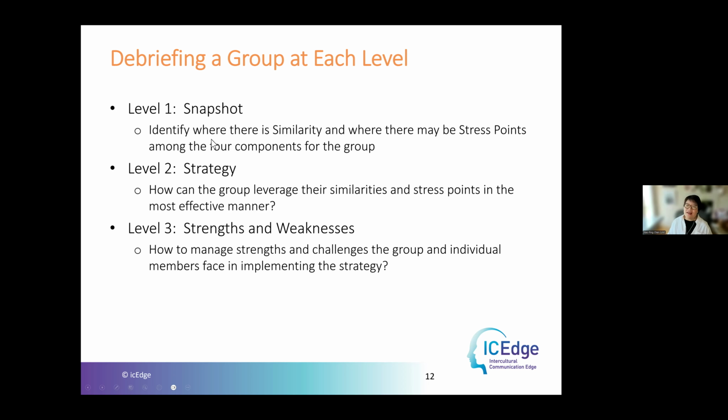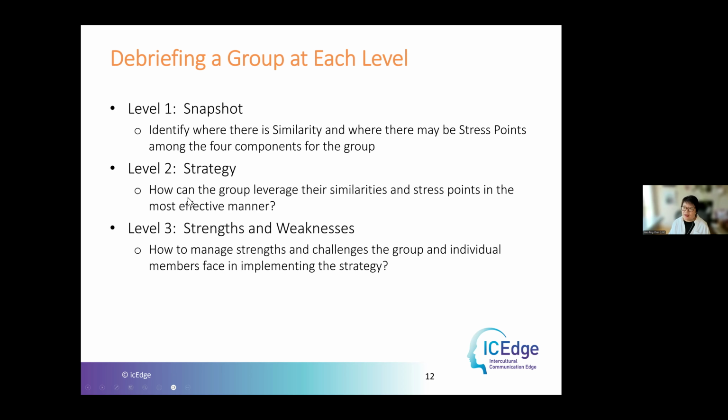So the first level is to identify where there is similarity and where there may be stress points among the four components: message context, relationship, time, and space. Level 2 is to discuss strategies. How can the group leverage their similarities and stress points in the most effective manner? The group as a whole needs to discuss this. And level 3 is to identify the strengths and weaknesses and how to manage that so the group and the individual members can work more effectively in the team situation.